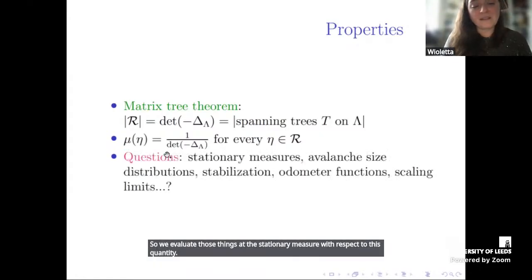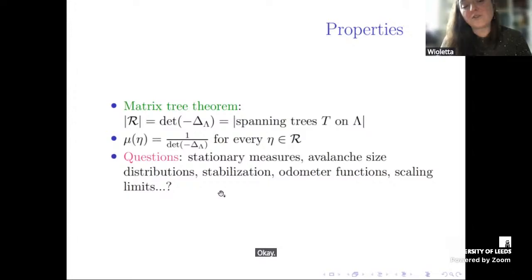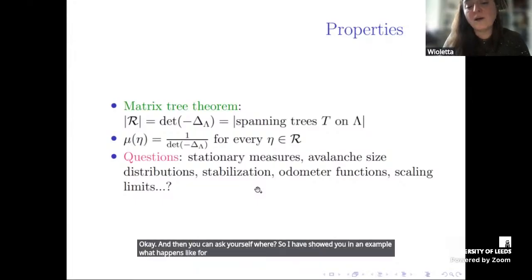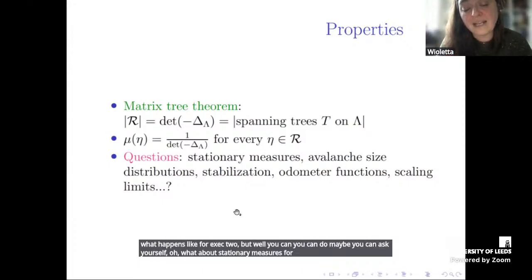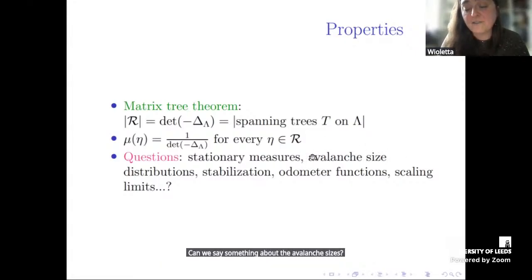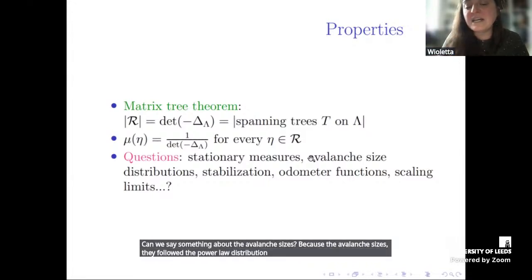Then you can ask yourself: I have shown you in an example what happens for Z2, but what about stationary measures if you let the lattice size go to infinity? If I take all kinds of other graphs, trees, random graphs, whatever, how does this measure behave? Can we say something about the avalanche sizes? The avalanche sizes follow a power law distribution. This is one of the observables where you get power laws popping up.